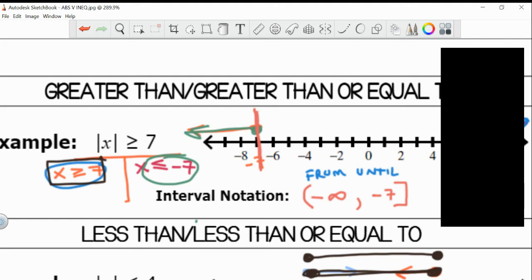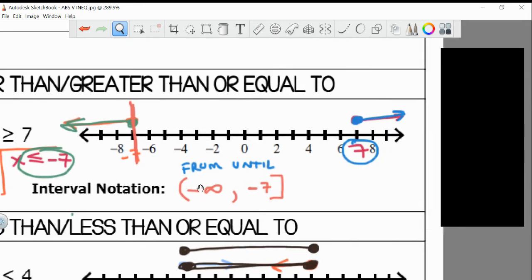Because you can't technically include negative infinity. It's not a real number. You know? What about negative infinity plus 1? What about negative infinity minus 1? You know what I'm saying? So we always are going to put parentheses on infinities.